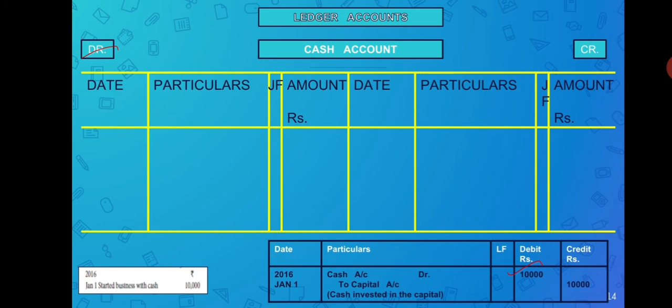So first write the date and the year, 2016, month and date. Now you want to write the opposite entry for cash, that is the credit entry to capital. Write the amount in the amount column, 10,000. So for one transaction there are 2 accounts, so we have to make 2 postings. Cash account we have completed. Now we have to open capital account and do the postings.